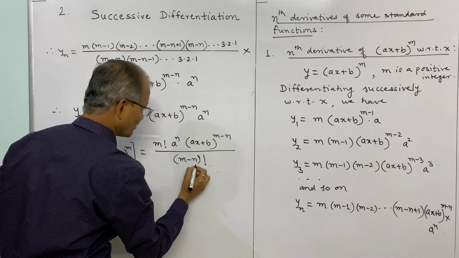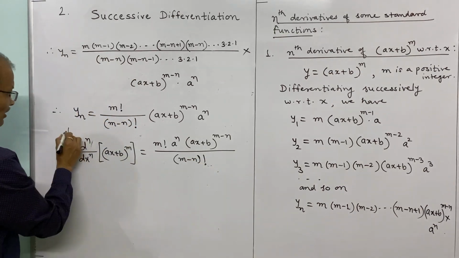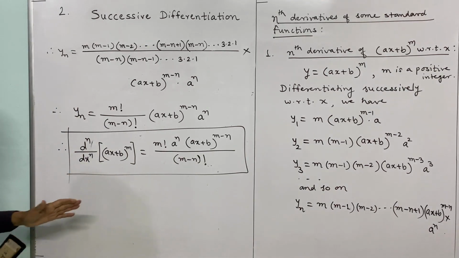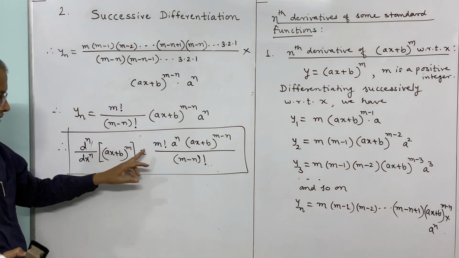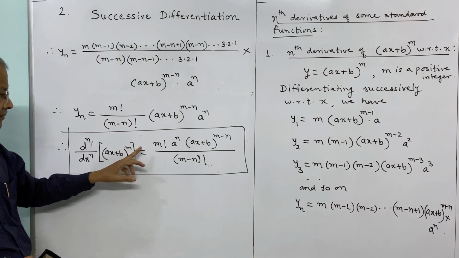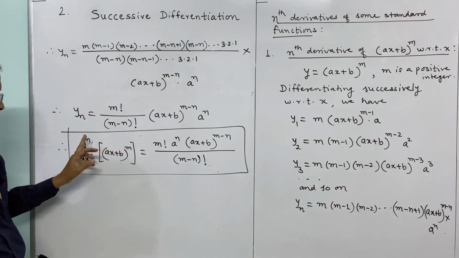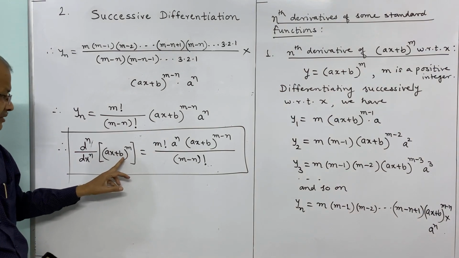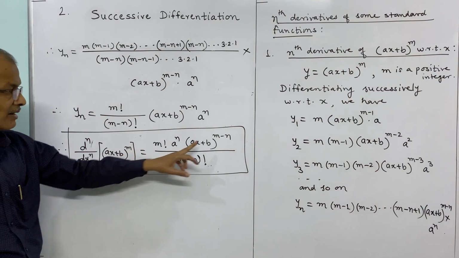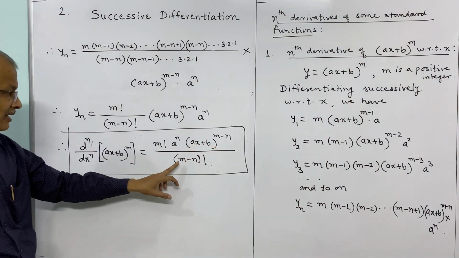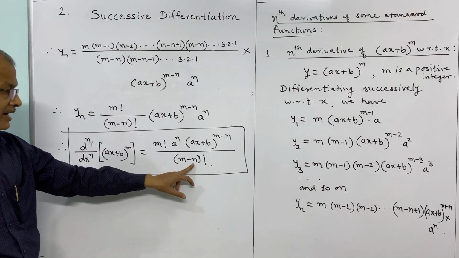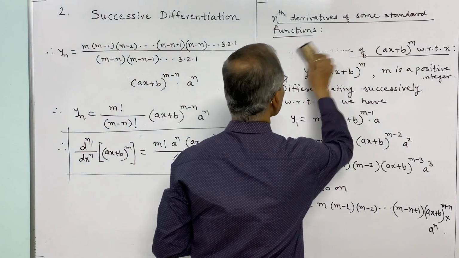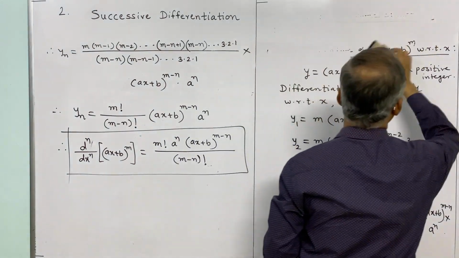So this is our first formula for the nth derivative of a power function. Now we can see the form: it is factorial of m, a to the power n, the order of the derivative. And this function ax plus b will have power m minus n. At the denominator, the difference of m and n and its factorial is taken. So this is the first formula we have obtained.